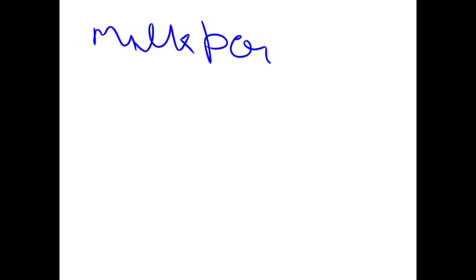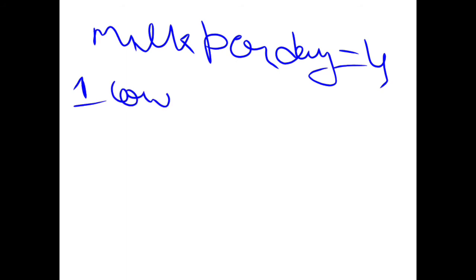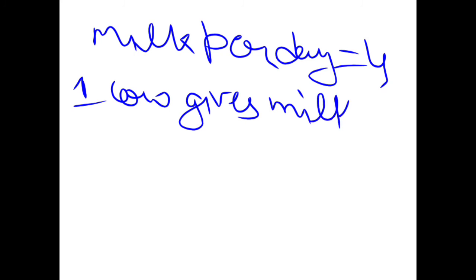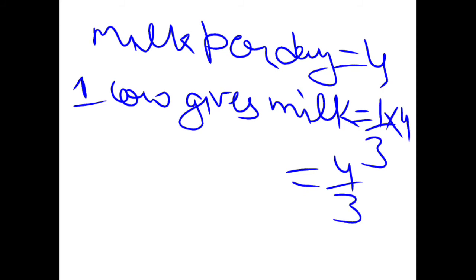So milk per day, how much milk are they giving you per day? 4 liter. And one cow gives milk equal to 1/3 of the total. So what is the total amount? That is 4. So what does that become? 4/3. A cow daily gives 4/3 liter. Just write liter also.